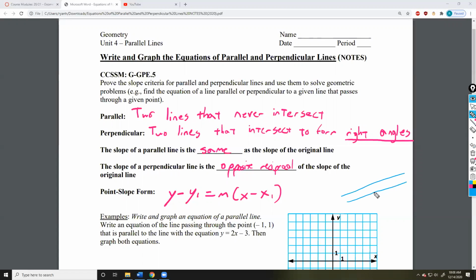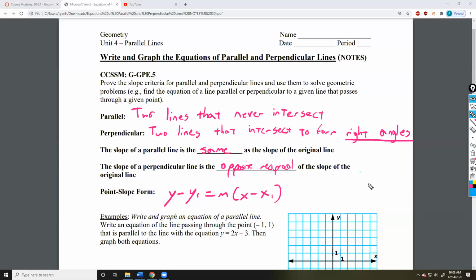Because if one of them is steeper than the other, then it's going to catch up to the other line, either on this end going out this way or on the other end going out this way. So for them to keep at the same pace with each other, we need their slopes, their steepness to be the same.